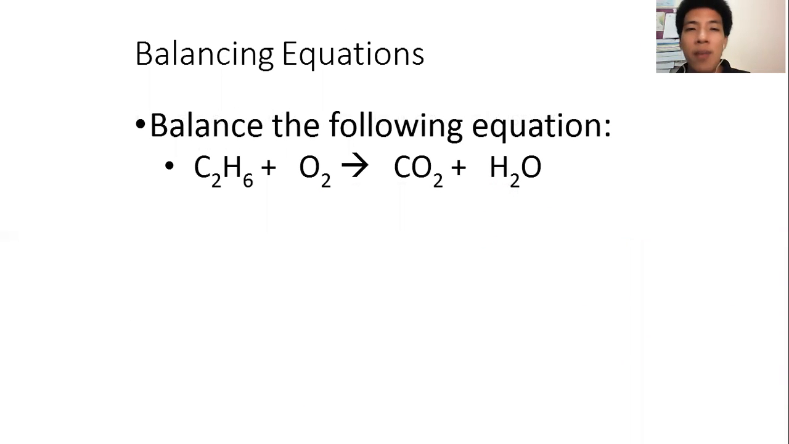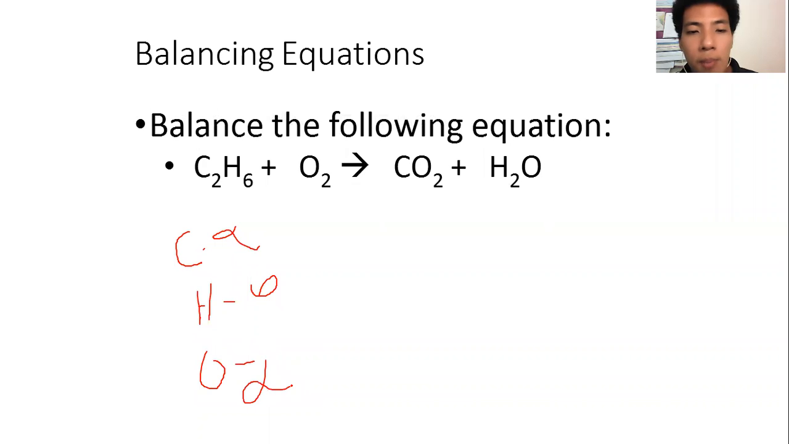Balance the following equation. The next one is C2H6 plus O2 yields into CO2 plus H2O. So how are you going to write this chemical formula? Inspect first. How many do you have in this particular part? For the carbon, we have 2. And for the hydrogen, we have 6. And for the oxygen, we have 2.